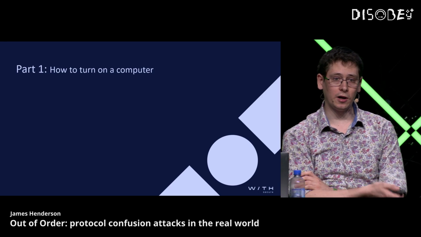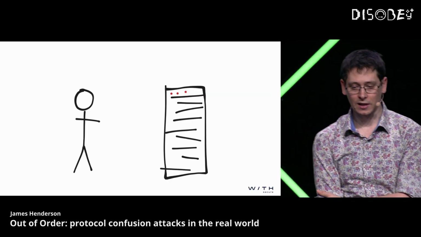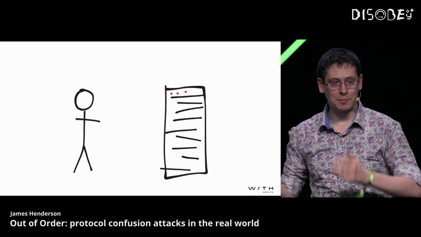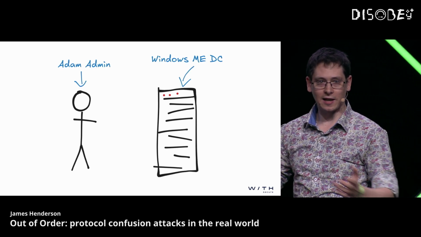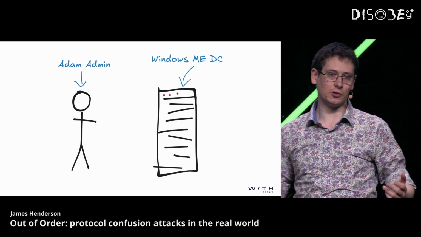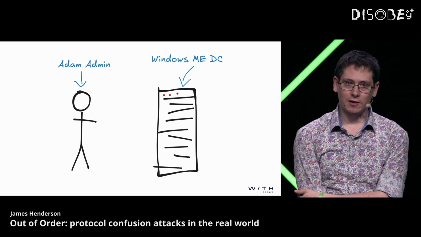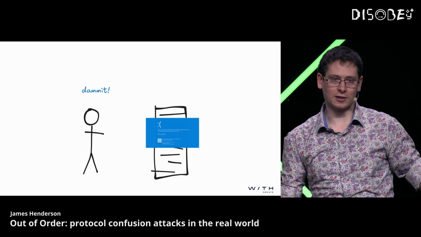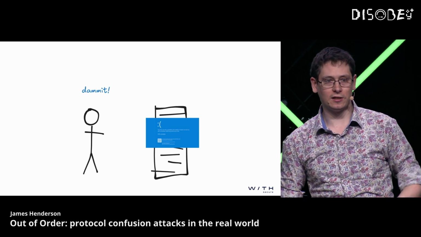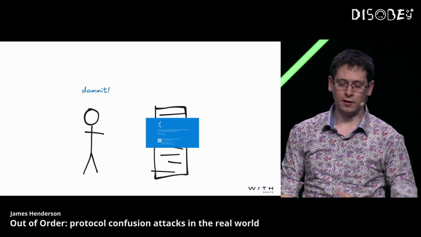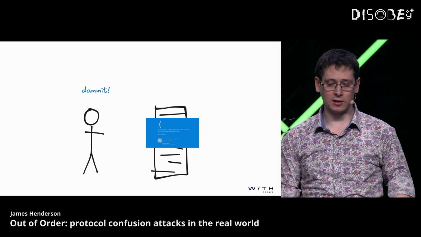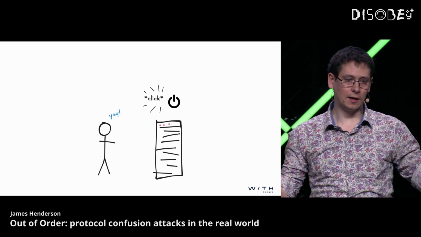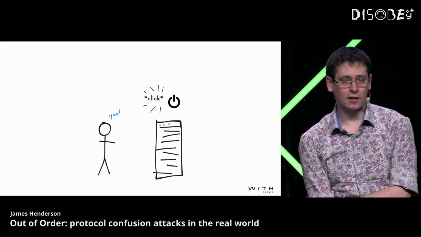So, part one, how to turn on a computer. To do this, we're going to tell a bit of a story. So this is Adam, and Adam's best friend is a Windows ME domain controller. Unfortunately, his friend has a bit of an issue sometimes, which is that he likes to crash. And when a server crashes, it can't be turned back on. What he has to do is physically go up to the server, click a button, and back online it comes. So that's not too hard, right?